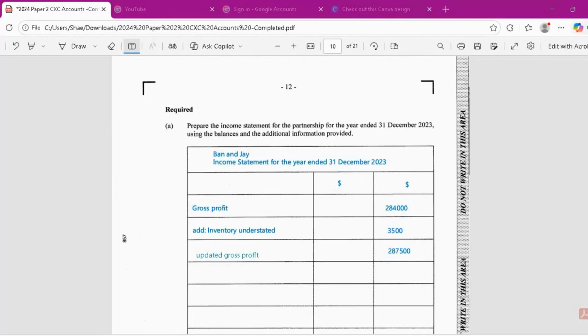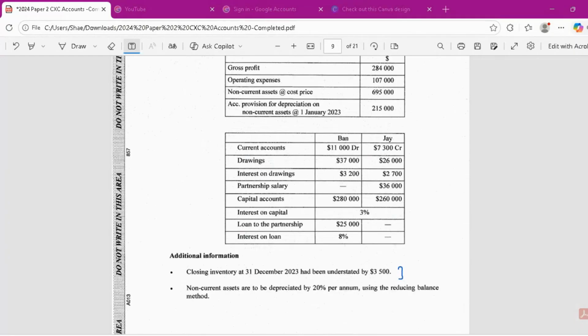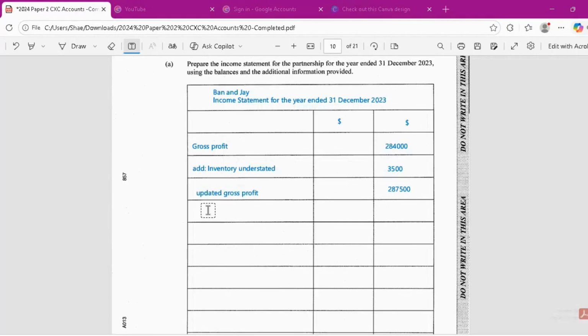Then we go back up, and we're going to look for all the items that affect our income statement. So we see expenses, we see depreciation. We're going to pick up those items. Interest on loan. Okay, that is related to their capital. So let's go ahead. We have an operating interest of 107,000.